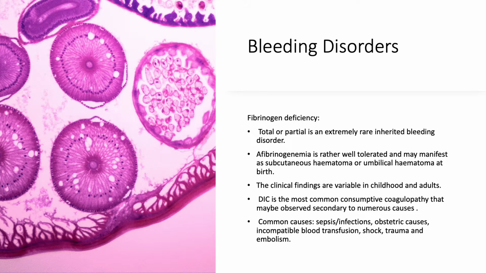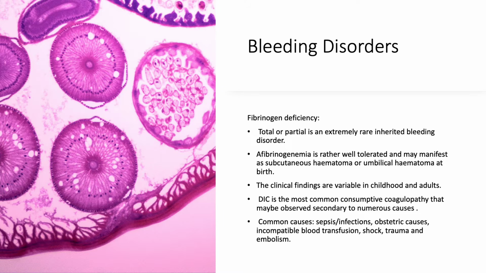Then the next one is fibrinogen deficiency. Total or partial deficiency is an extremely rare inherited bleeding disorder. Afibrinogenemia is rather well tolerated and may manifest as subcutaneous hematoma or umbilical hematoma at birth. The clinical findings are variable in childhood and adults.